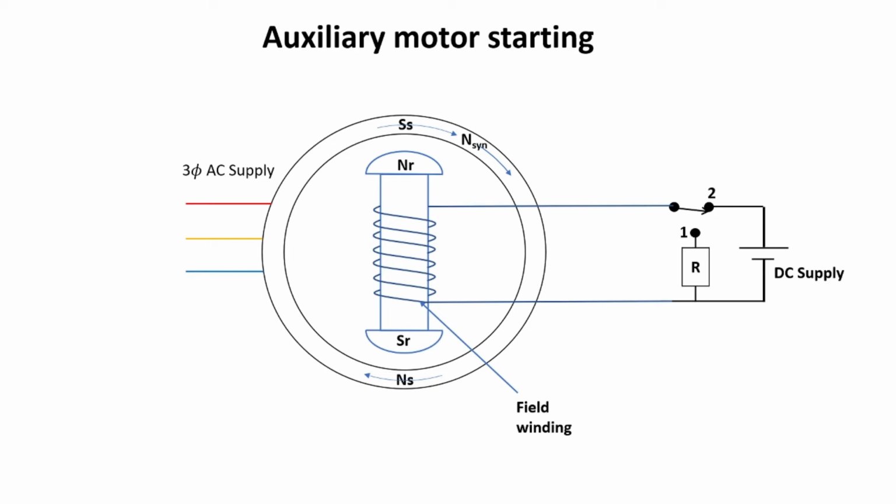This auxiliary motor may be an induction motor or a DC motor. This induction motor can be used in two ways. The first case is where the auxiliary induction motor and the synchronous motor have the same number of poles. And the second case is where the auxiliary induction motor has 2 poles fewer than the number of poles in the synchronous motor.